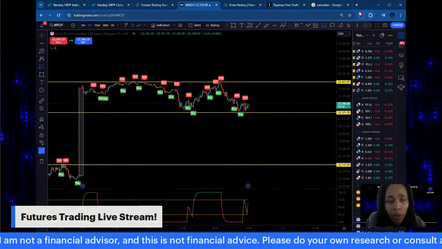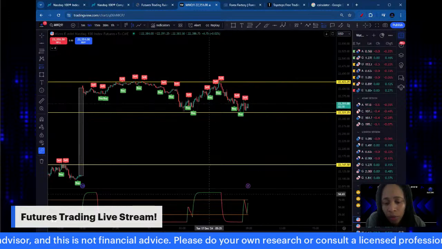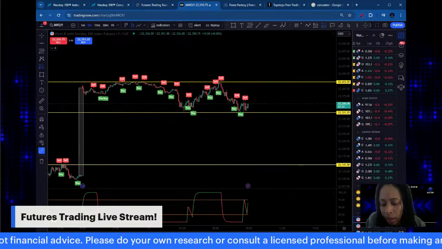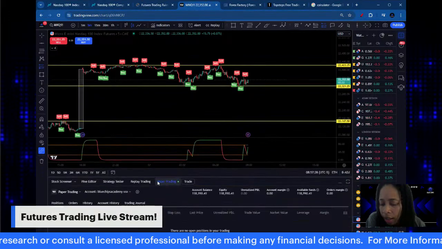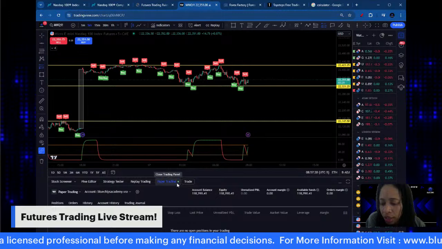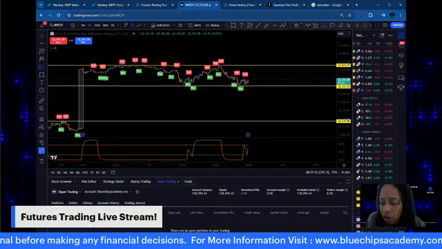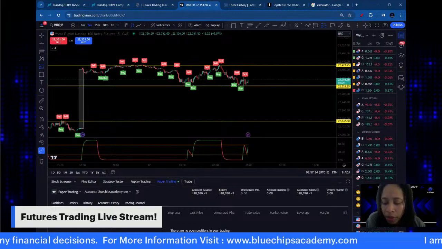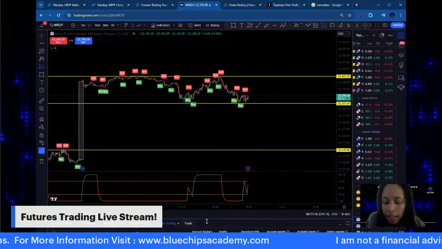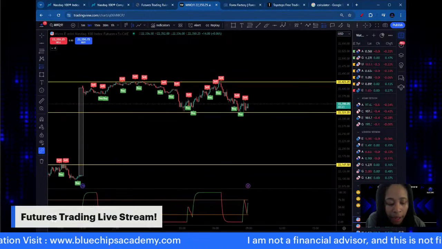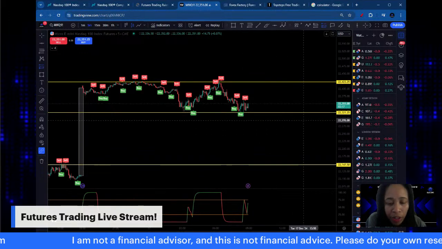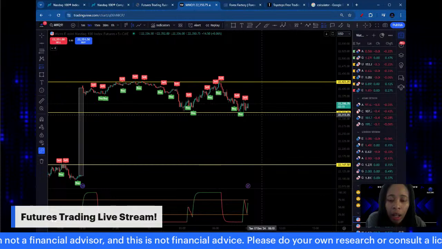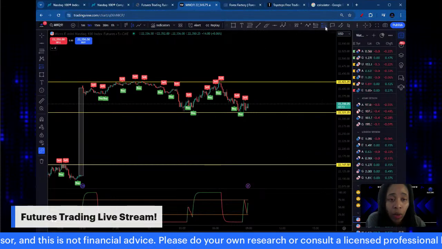Also, if you want to try to trade with us, at the bottom here you can access paper trading. Mine is already logged in, but you'll see it say trading panel, and then you can click paper trading. It should be the first option at the bottom, and you just click connect if you want to practice. That's like practicing with fake money, a demo trading.